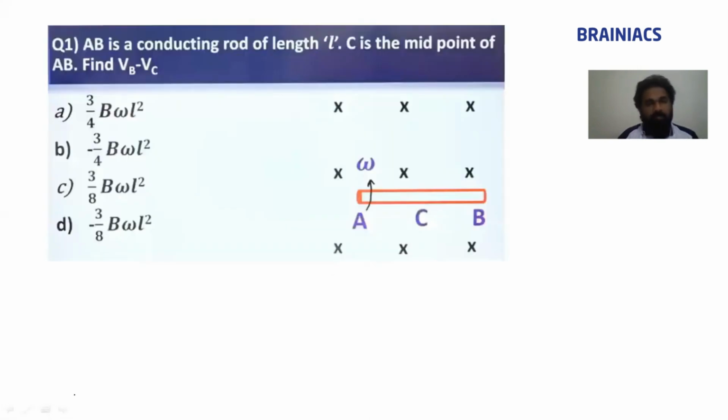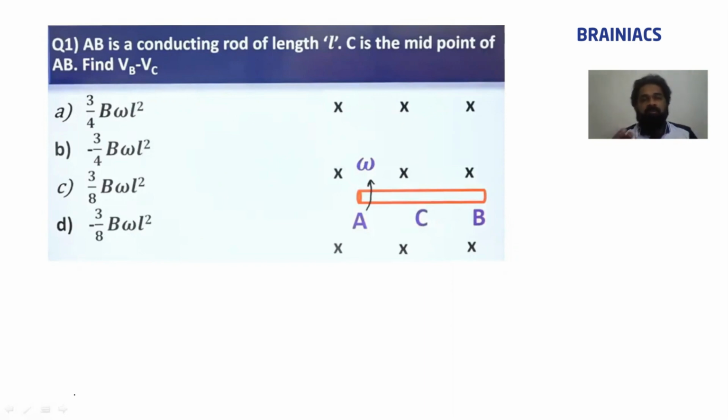Here, this is your first problem. AB is a conducting rod of length L. C is the midpoint of AB. Find VB minus VC.